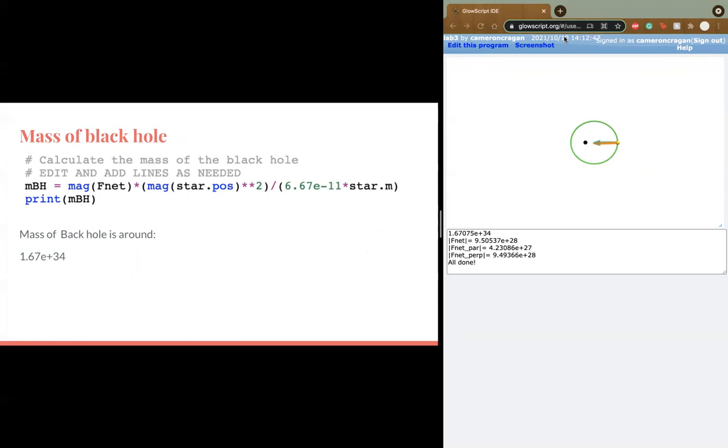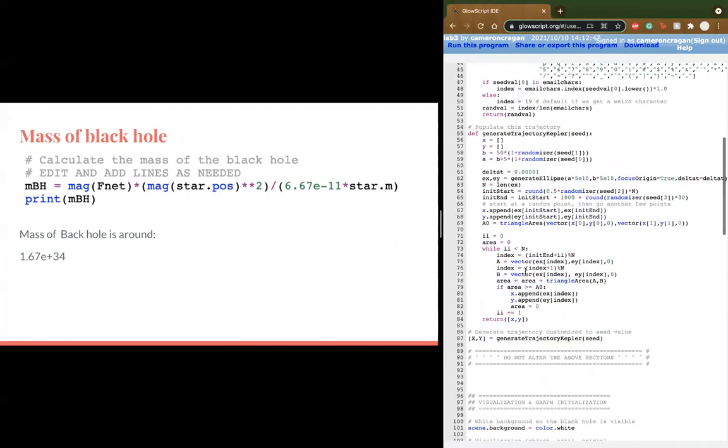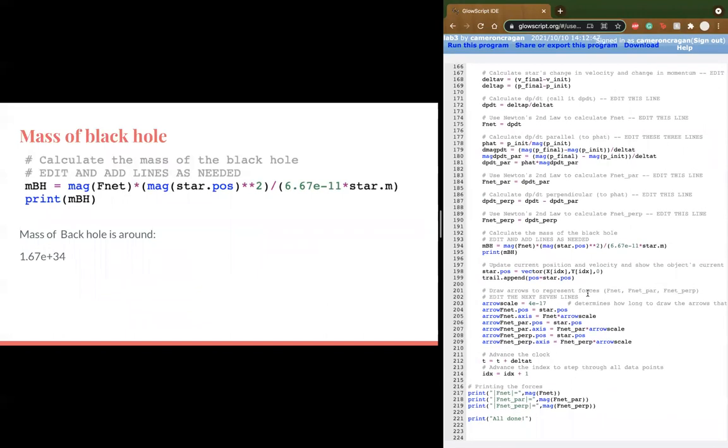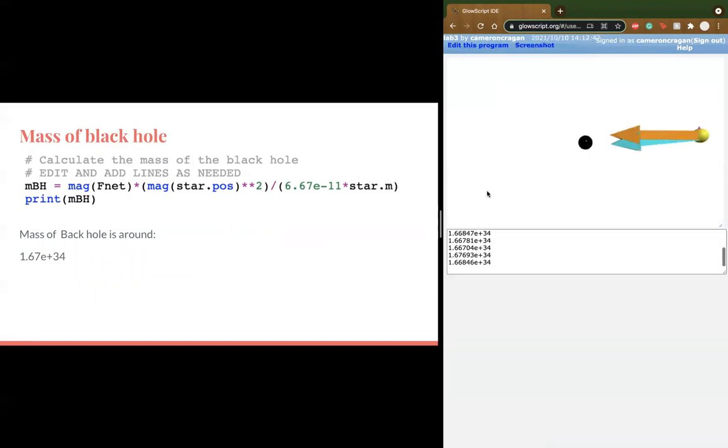Then I calculated the mass of the black hole, and this was done in the code here. The magnitude of fnet, times the magnitude of the star's position squared, divided by 6.6 e to the negative 11 times the star's mass. And that gave me the mass of the black hole, which was roughly 1.67 e to the 34. And it gives you multiple numbers for this because it's using average velocity when calculating this. So when you run the program, it puts out a bunch of different numbers, so it's calculating the mass based off of those velocities.